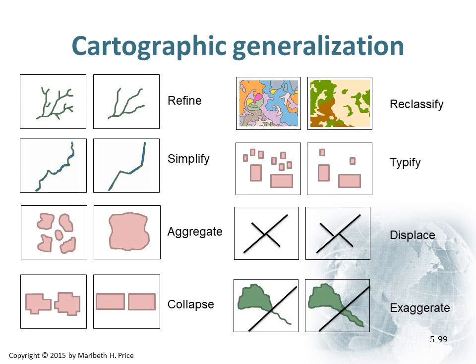Just some examples of some cartographic generalizations. We use a tool like refine. We just change it a little bit, simplifying. Aggregation, where we bring together these disparate parts into a single thing. Collapsing, reclassifying, typifying, displacing, and exaggerating.